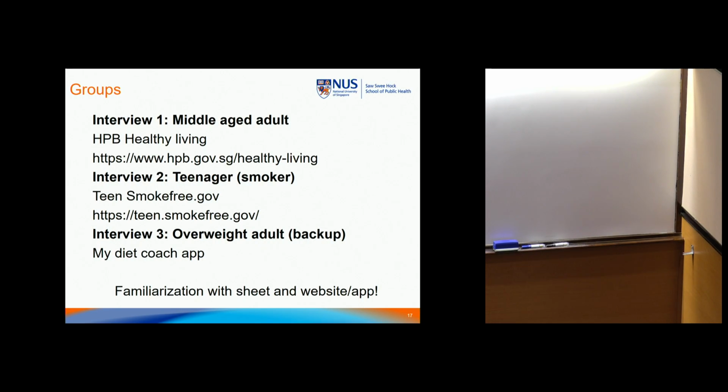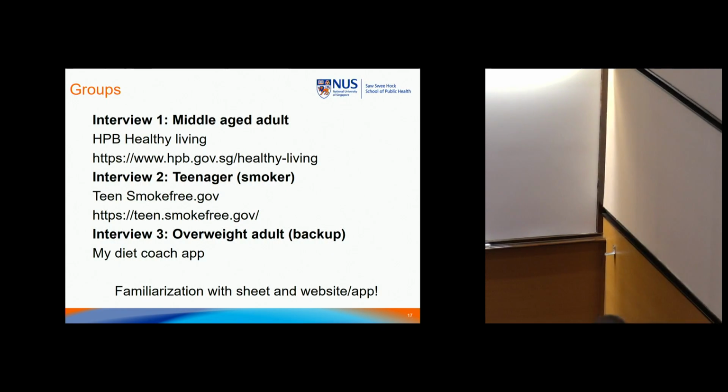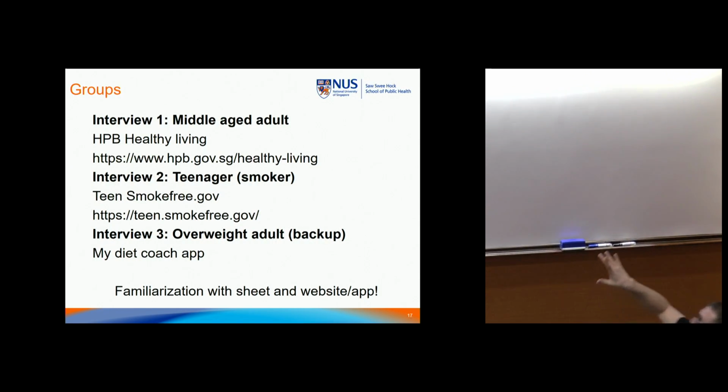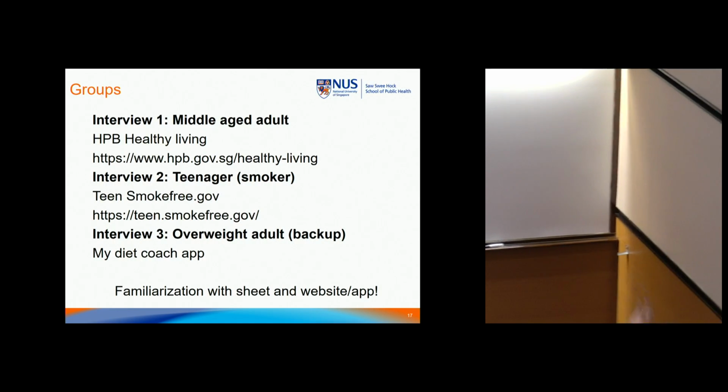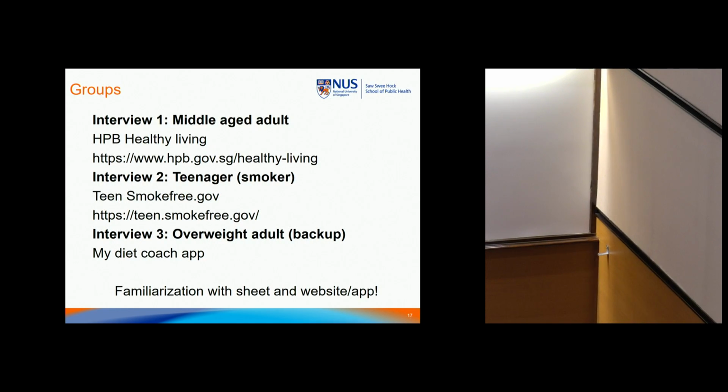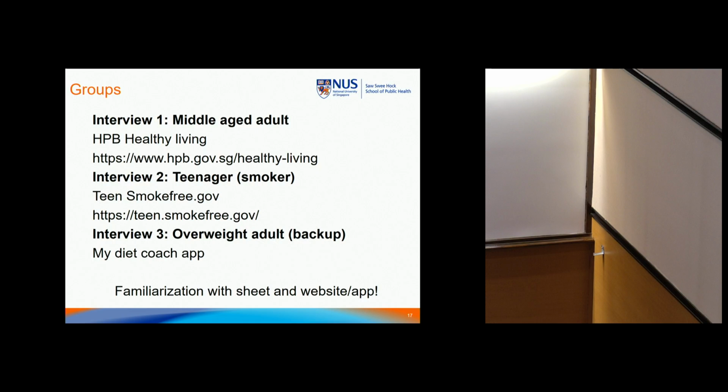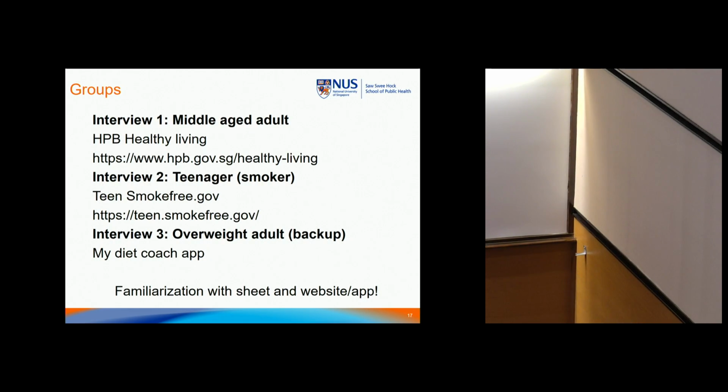For our practice now, the idea is that you're in pairs, so you're with Joseph. One partner will be a middle-aged adult. I think you are the middle-aged adult, right? And you will be the teenage smoker. Okay, is that fine with you? You're not a teenager, but you're smoking, right? No, I'm kidding.